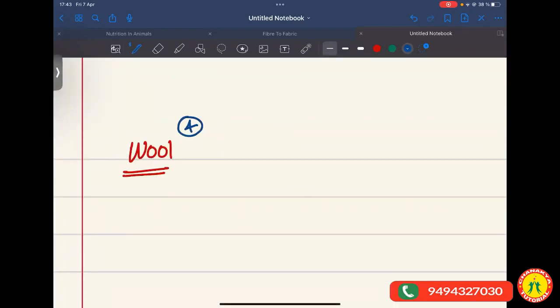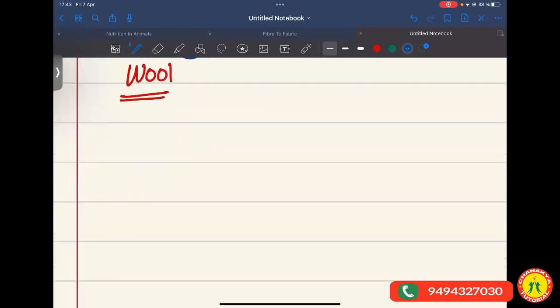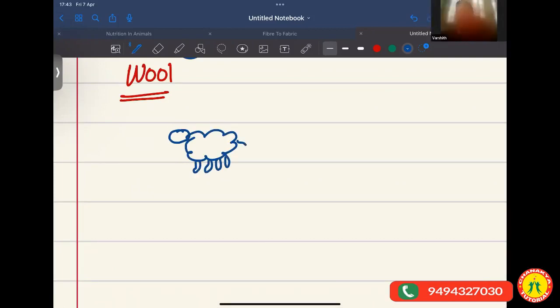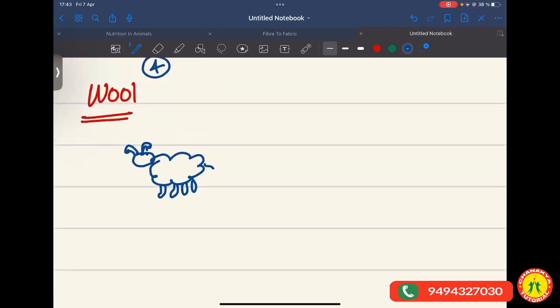So you know from where the wool is obtained, right? Ma'am, from the sheep. Which part of the sheep's body? Is it obtained from the leg or hand or head or what? Ma'am, from the hair. Exactly. It is the hair only, but you don't call it hair, okay? The hair of the sheep is called fleece. Fleece is nothing but hair of the sheep. It can be a sheep or it can be a yak.